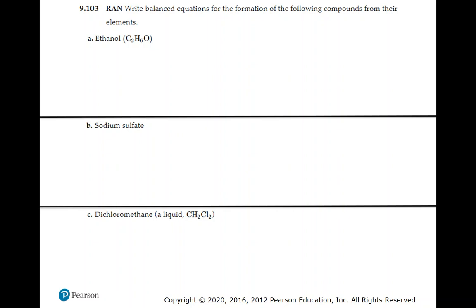Alright, so let's look at A, B, and C in that order. For A, we're going to start off with writing the heat of formation equation for ethanol. And for any of these problems, the product of the reaction that we are going to write out the equation for is always going to be just one product, and it's exactly 1 mole of the compound of interest in its standard state at room temperature. So our one and only product of the reaction for the heat of formation for ethanol will be ethanol in its standard state at room temperature, which is a liquid.